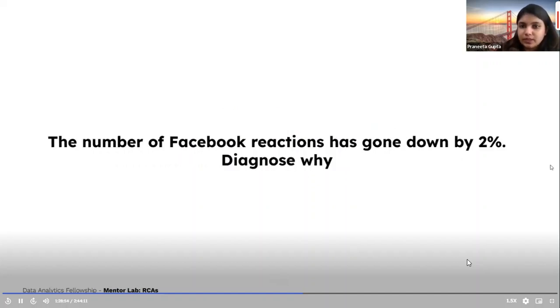ठीक है. Now this is the next question. This is like an RCA problem, and I want you guys to attempt it. You can ask clarifying questions, and you can take some time to jot down your structure and points that you would like to suggest.